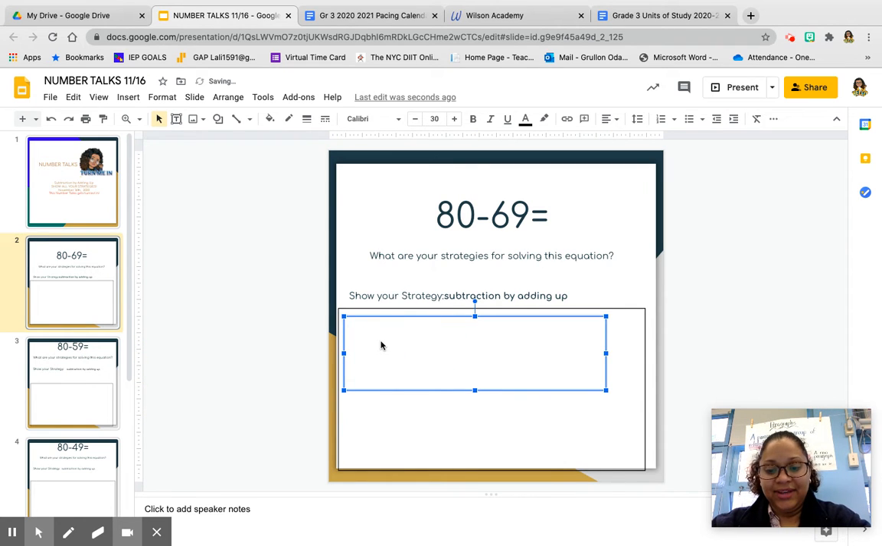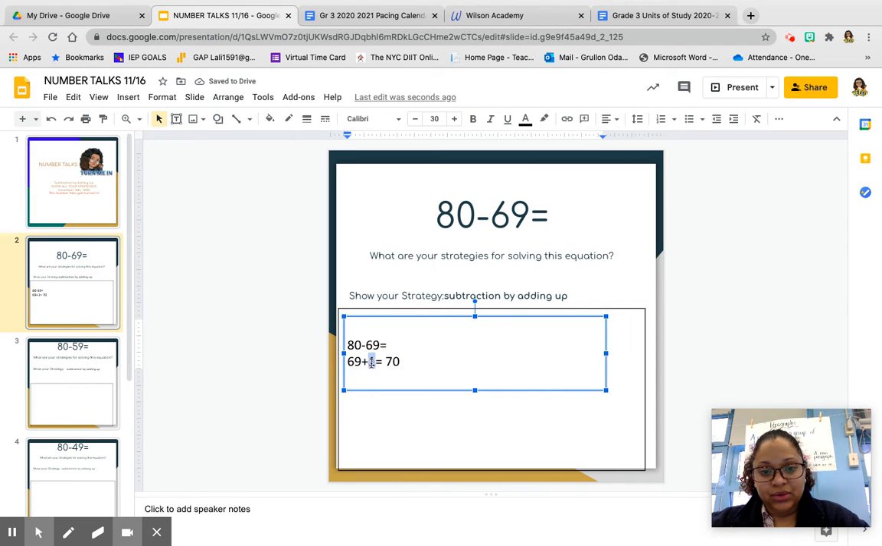So we have 80 minus 69 equals. I'm going to use the adding up strategy. And I see that 69 isn't too far away from 70, which is a friendly number. You always want to make yourself a friendly number. So I'm going to do 69 plus 1 equals 70.